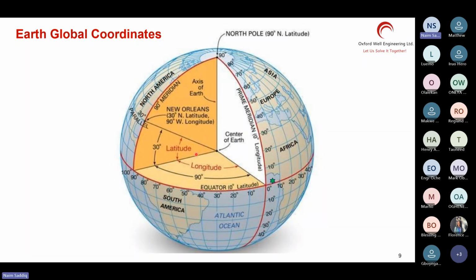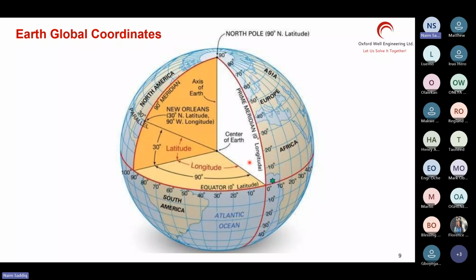Now, for the other thing, which is longitude, longitude is the angle in the horizontal domain, the horizontal surface, measured from the prime meridian, which is considered 0 degree. The zero starts in the UK actually. I think it is the Greenwich area in the UK, in England.